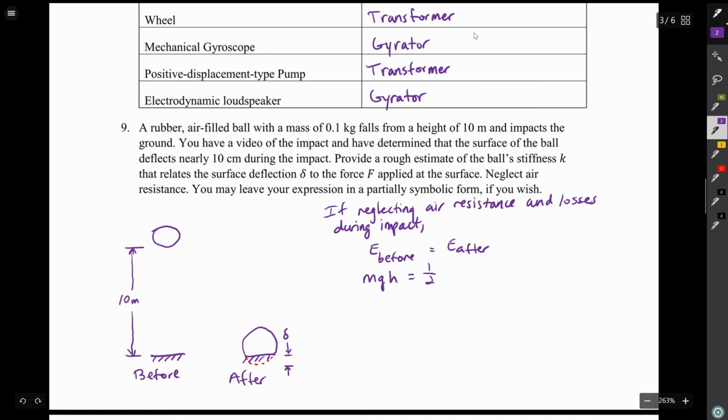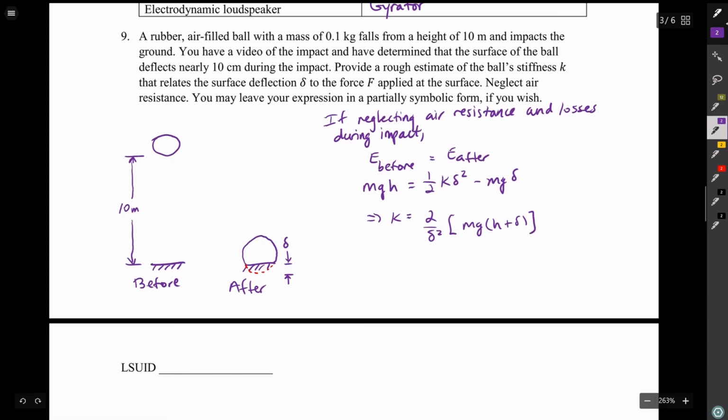The energy before is due to the potential energy of the ball above the ground, which we'll say is mgh, and the energy after consists of both the potential energy stored in the compression of the material and the compression of the air on the inside of the ball, and we also have a negative potential energy of mg delta. So all we have to do is rearrange this equation for k. We get that it's equal to 2 over delta squared times mg quantity h plus delta. So the ball falls a total distance of h plus delta, which you can see from the diagrams.